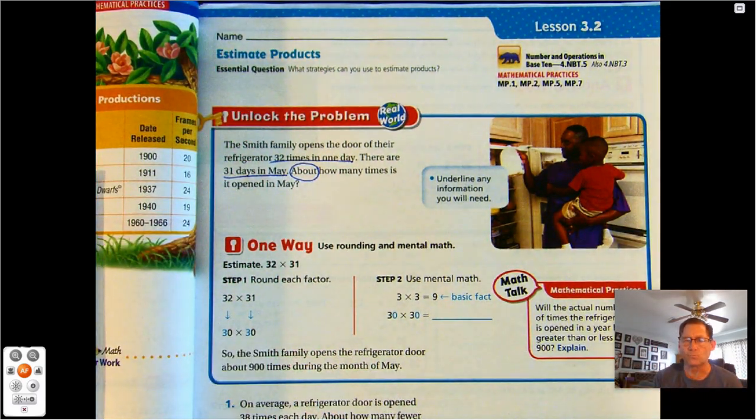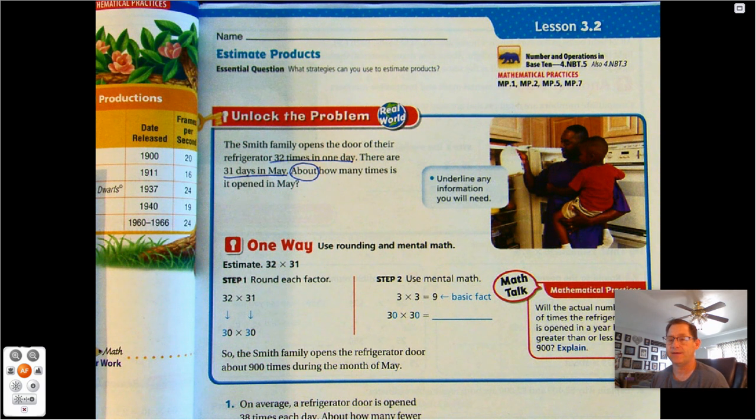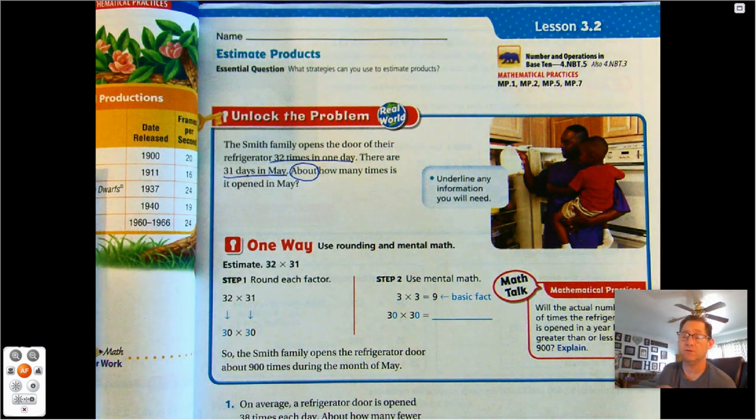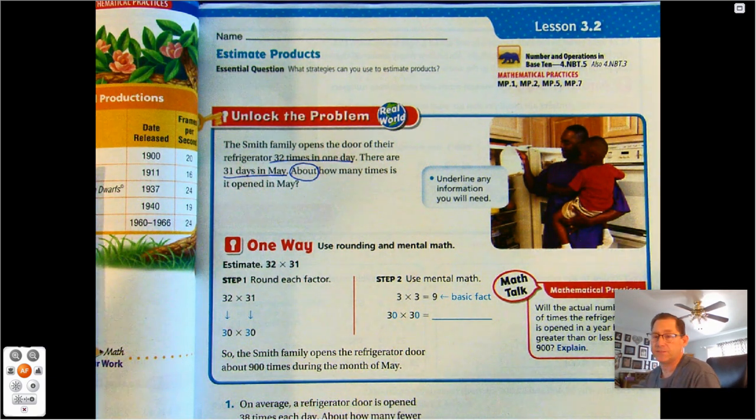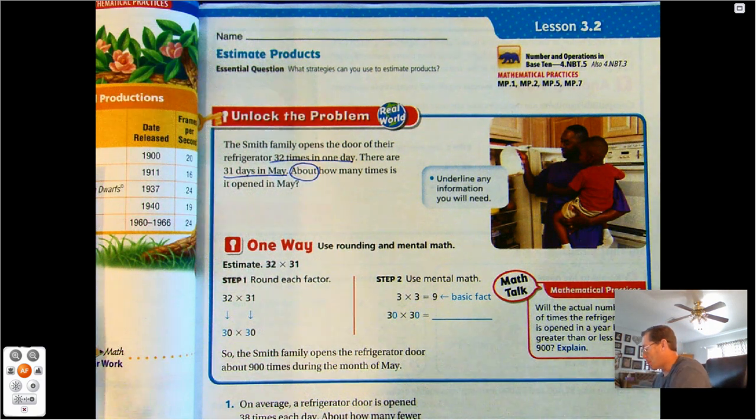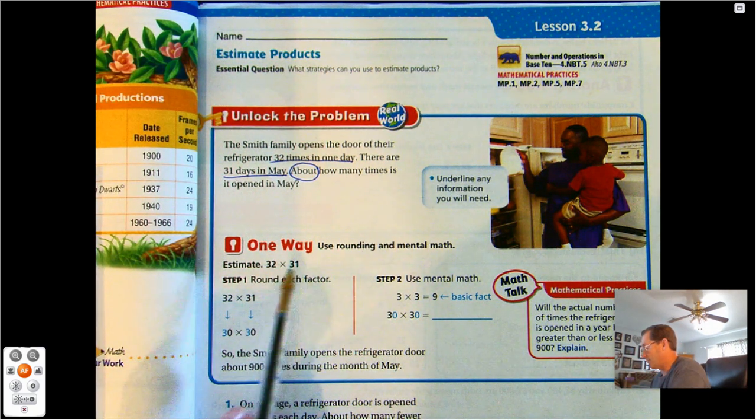So we know that since it's 32 times in one day and there's 31 days in May, we would be multiplying, because there's 31 times 32. And eventually in this chapter, we're going to get to a way of multiplying that. But for now, we're just going to estimate the product, and that's going to help us later in the chapter to see if our answers are reasonable. So one way we can estimate products is to use rounding and mental math. Okay, well, we know how to round numbers to the nearest tens, so that's not going to be a problem, right? So estimate 32 times 31, round each factor.